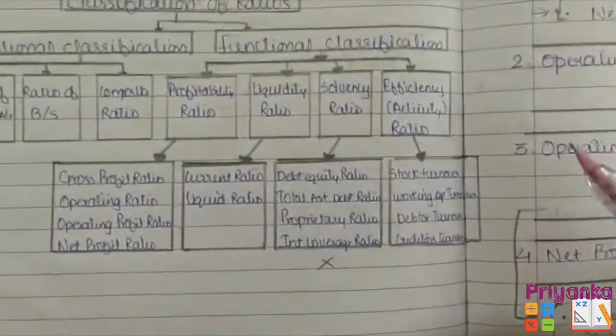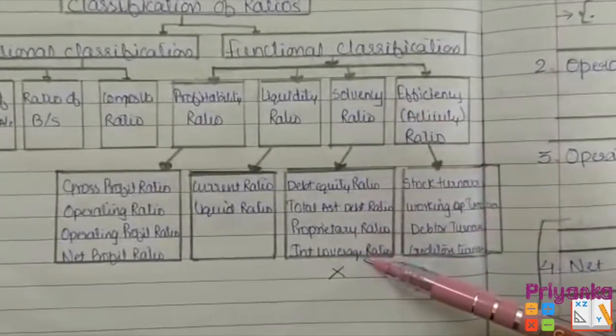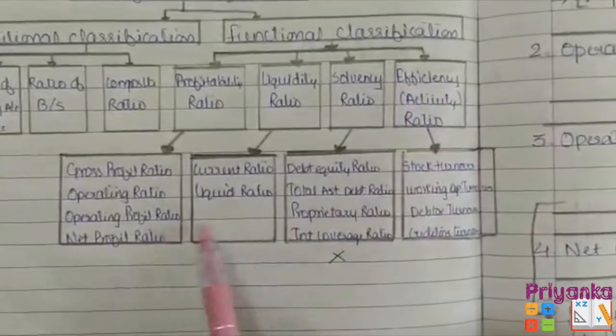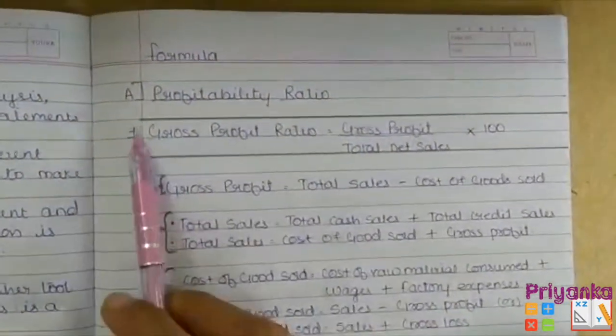Now, in 2020, one of these ratios has been dropped from your syllabus. The remaining ones we are going to learn in this chapter. Here you will find the formulas. First, we'll learn about the profitability ratio, where we'll learn the formulas of these four ratios.